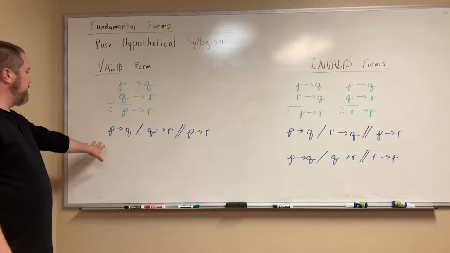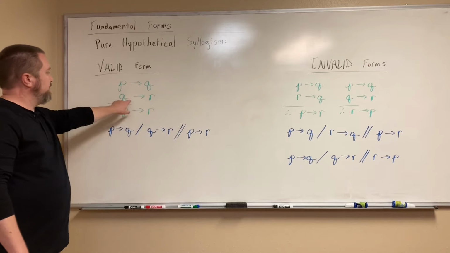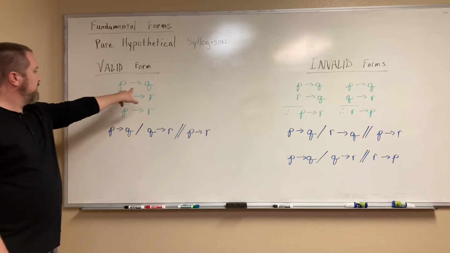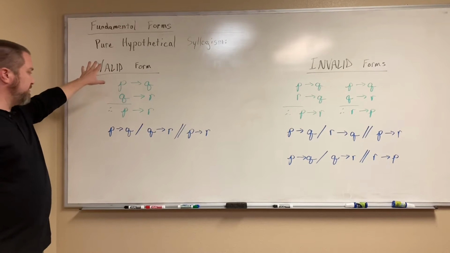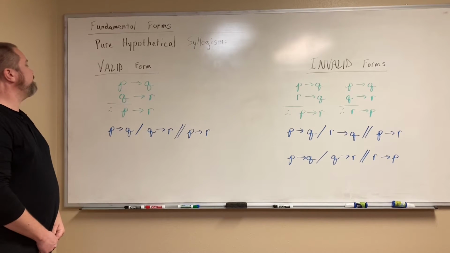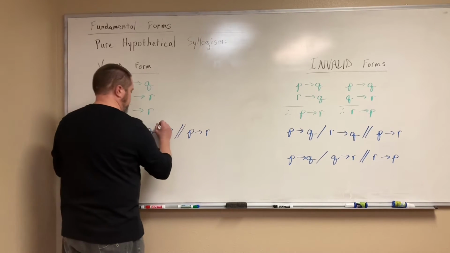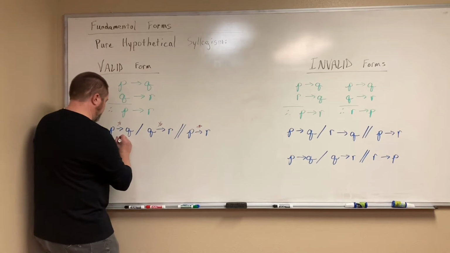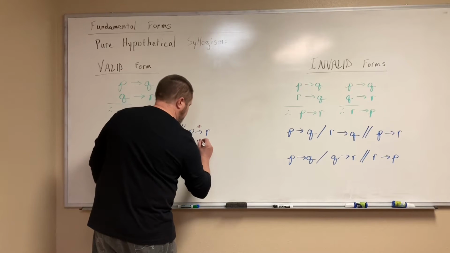So just to go through the indirect truth table for the valid form, again, if P then Q, if Q then R, and then your conclusion, if P then R. Q is acting as the middleman here. Pure hypothetical syllogism, every statement in the syllogism is a conditional. All right, so first thing, let's highlight the main operators, which is going to be the conditional in each of these statements. We want all true premises and a false conclusion.